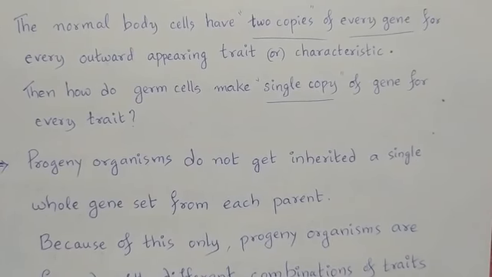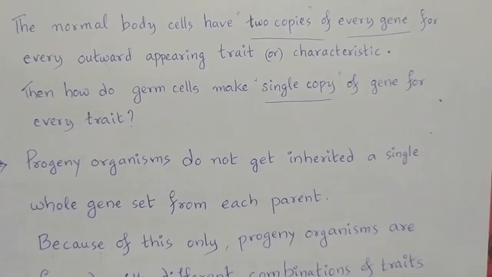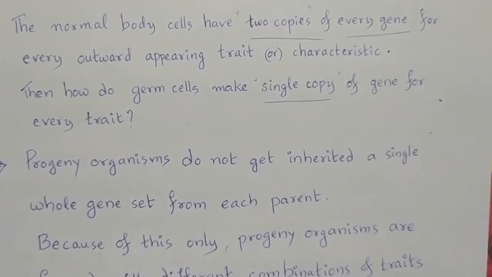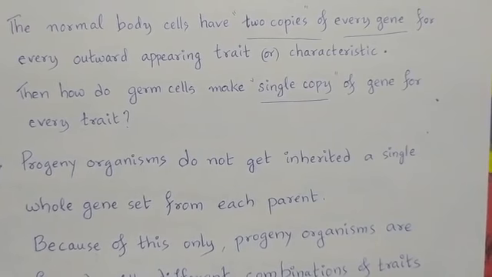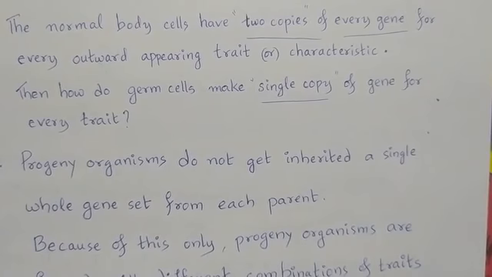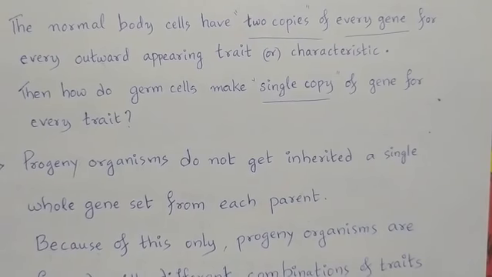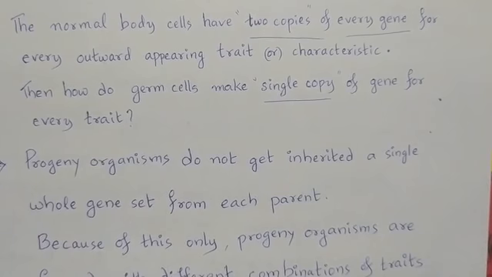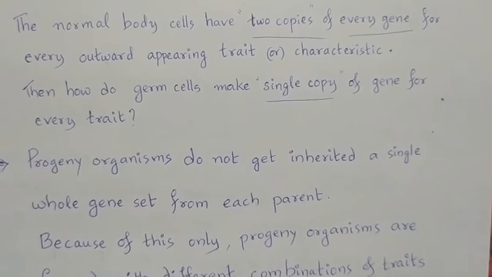The normal body cells of a sexually reproducing organism also have two copies of every gene for every outward appearing trait. So for every characteristic, how many copies of genes are there in normal body cells? Two copies of genes are there for every characteristic. In which cells? In normal cells.